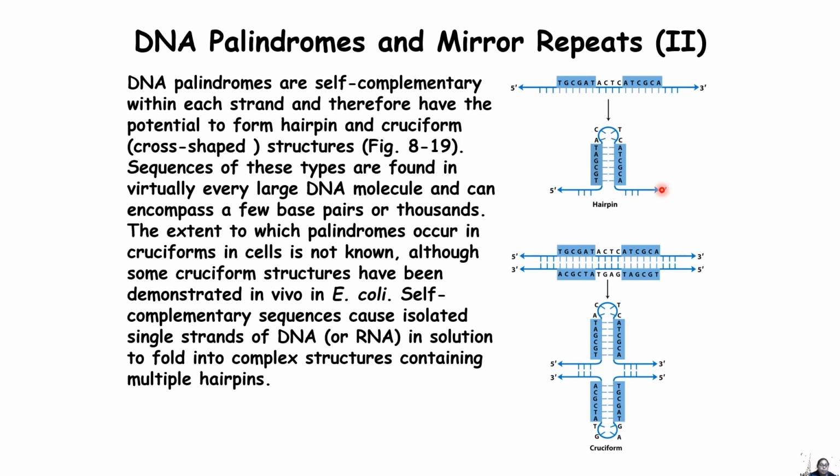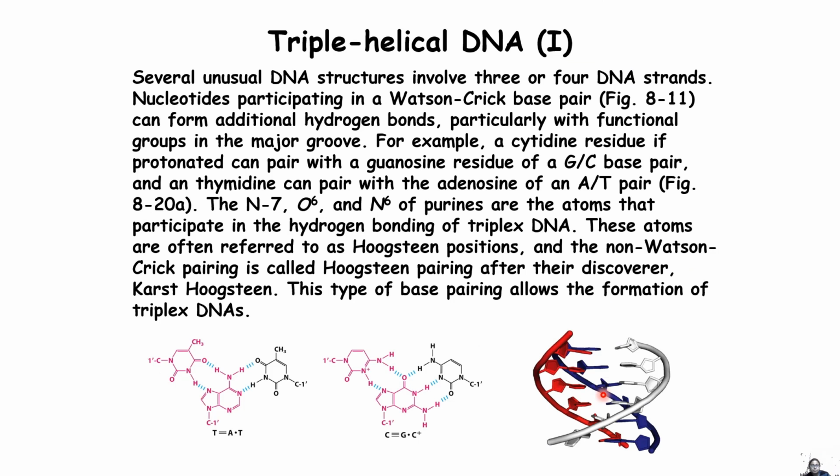Self-complementary sequences cause isolated single strands of DNA or RNA in solution to fold into complex structures containing multiple hairpins. So if these are complementary, it will form a hairpin-like structure, and this will form a cruciform-like structure. Now, what is triple helical DNA?